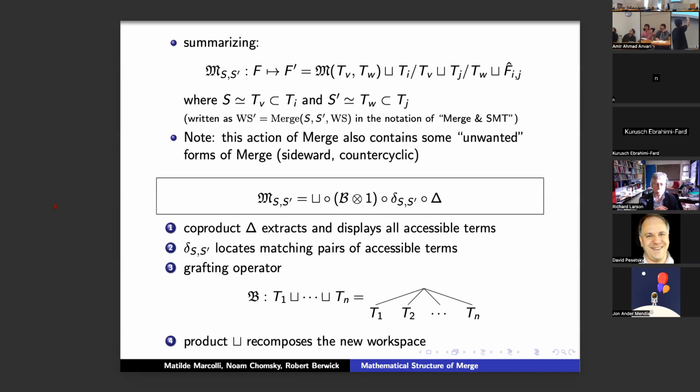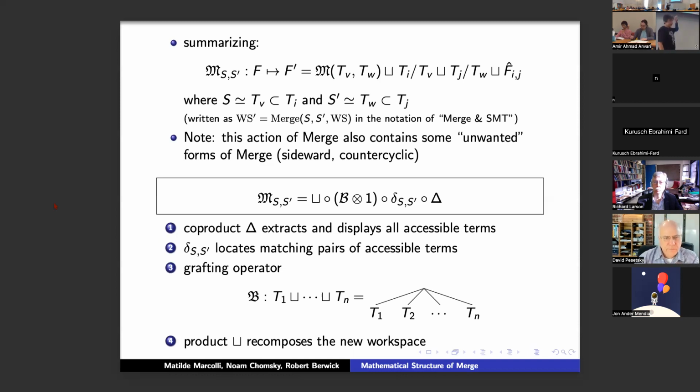Then the second thing I do is this thing that I'm calling delta. This is where the datum of these two syntactic objects that I want to use is involved. And this is where I search for matching terms, right? So I have my own list of all the accessible terms in the workspace, and among those, I look for the matching. Whenever I don't find anything matching, I leave what is there and I don't touch it. But if I find matching terms, then I do this other operation that I write there.